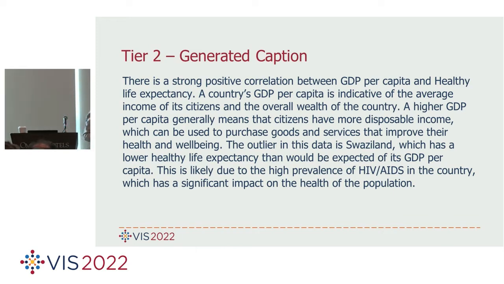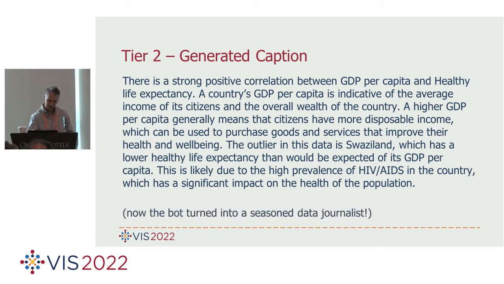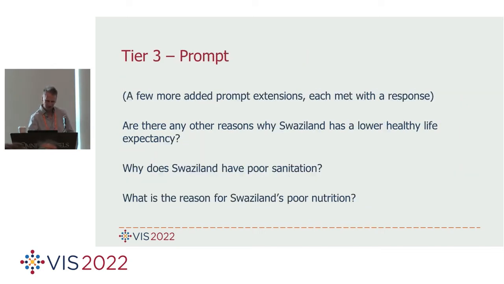This is likely due to the high prevalence of HIV in the country, which has a significant impact on the health of the population. Beautiful, right? This is something you would read in a newspaper, like a New York Times article. Like a nice explanation that you would probably have to research if you didn't have GPT-3, right? Beautiful. So it becomes a data journalist now.